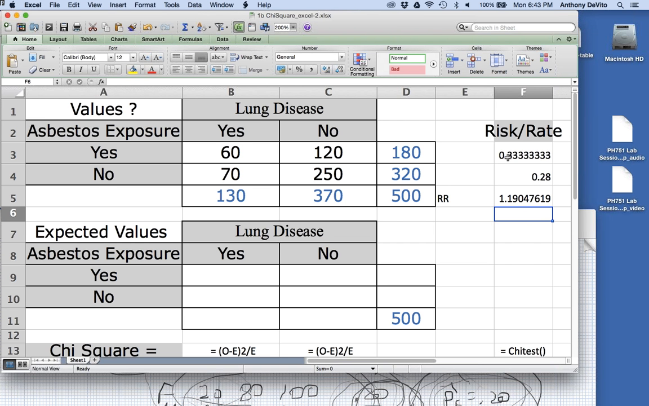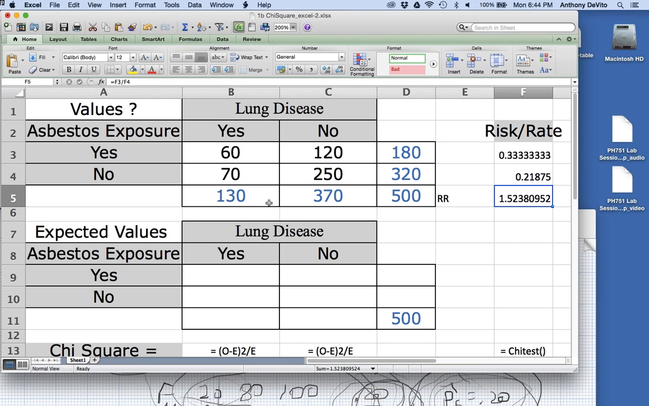Right? Well, what does that tell us? The risk rate of no is wrong. You divided 70 by 250 instead of 350. Oh, sorry. Did I do that? Yeah. Okay. Oh, I messed up. I should have been D5, D4. You're absolutely right. There we go.